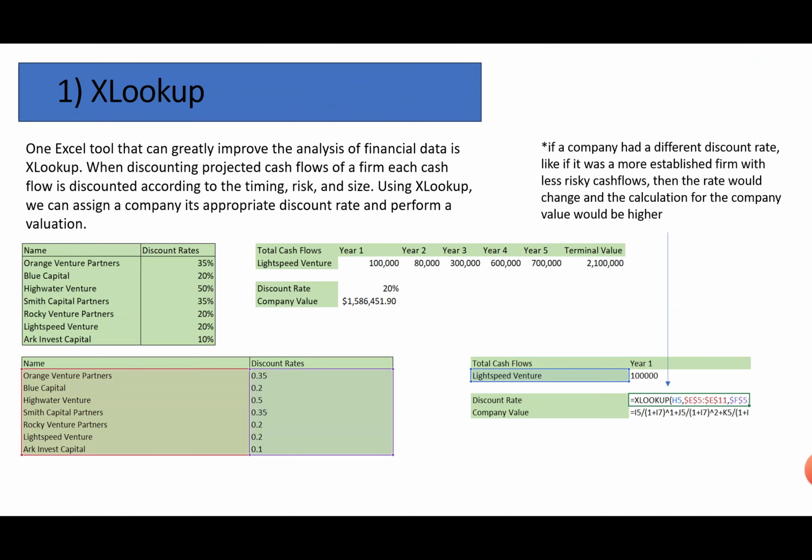And using XLOOKUP here, we can construct a table where you enter in the name of the firm that you're looking at, and XLOOKUP will go ahead and find the appropriate discount rate, plug it into the equation, and then you'll end up with the appropriate company value that you can see in the middle of your screen there.